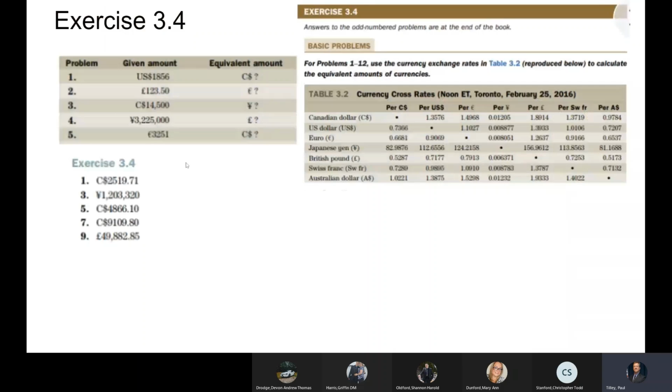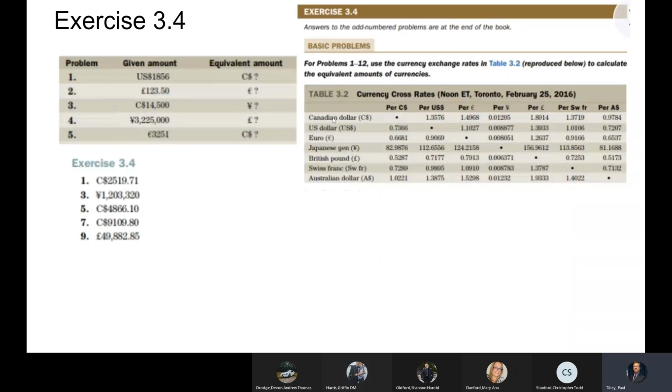The third one here says, okay, we got 14,500 Canadian dollars. How many yen is that? And again, we can look at our table. Canadian dollars. So 1 Canadian dollar per yen is 0.01205.